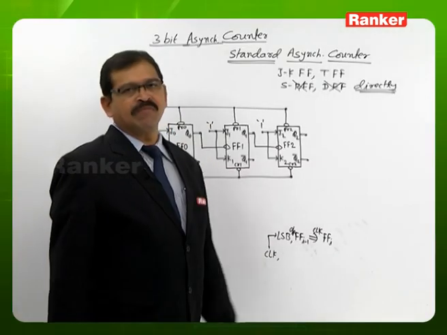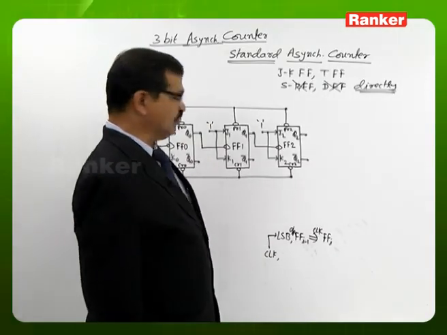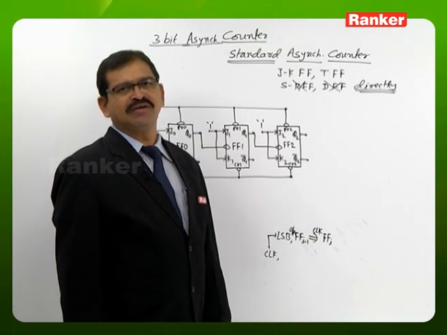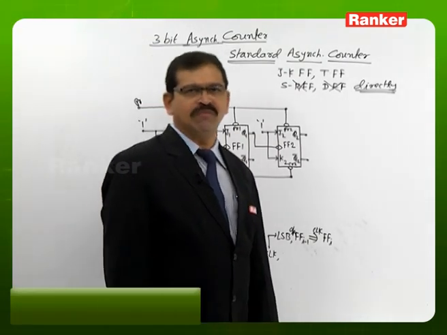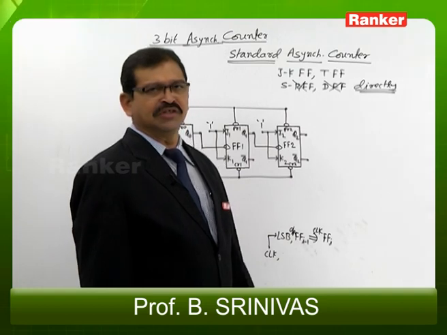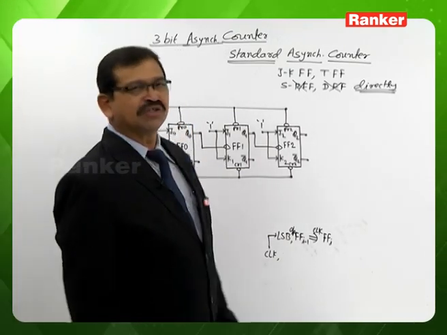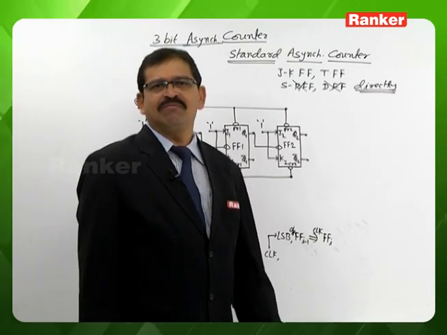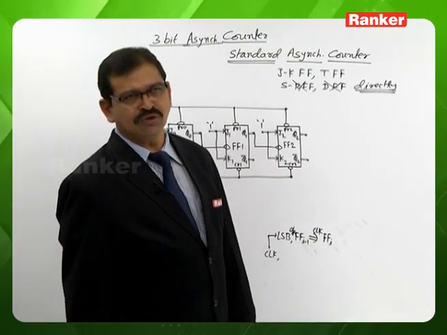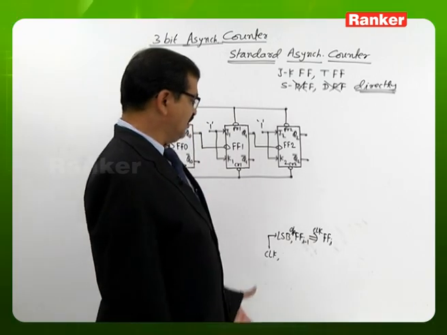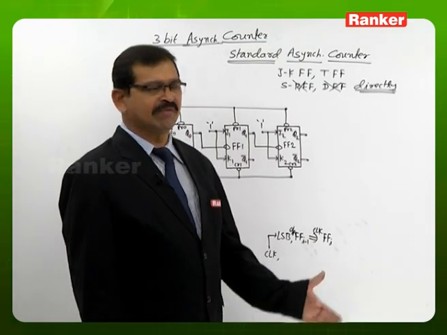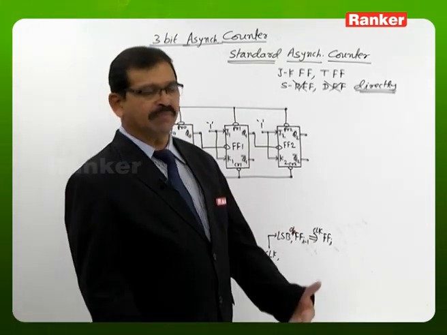All the flip-flop J and K inputs are connected to logic 1. Whenever J and K are connected to logic 1, the flip-flop becomes a toggle flip-flop. You can say it is a T flip-flop with T connected to 1. Whenever T is connected to 1, we know that for every effective clock signal the flip-flop output is going to be complemented from the previous value.